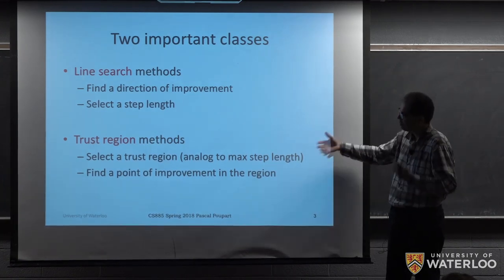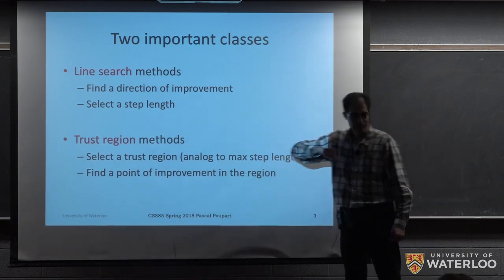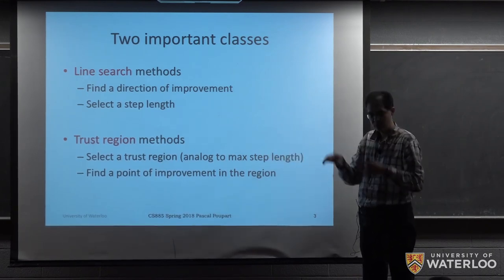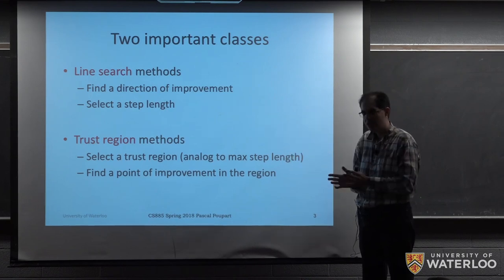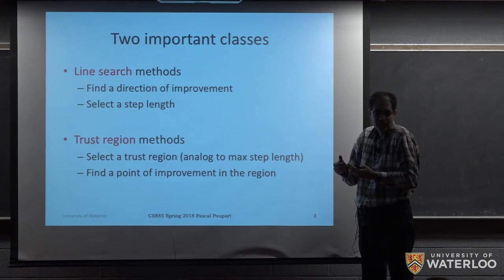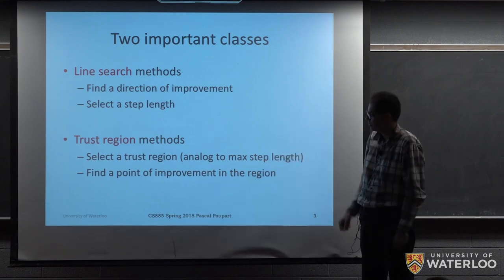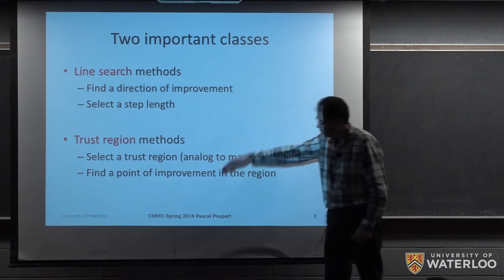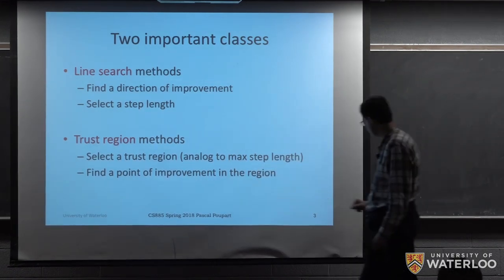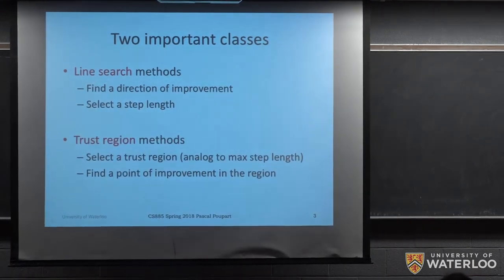So in other words, it's almost like you're starting with the step length instead of finishing with the step length. The idea is that we define some region around our current estimate, and then we search in that region. Because that region is bounded, we obviously cannot have a step length that's too large, so the step length is bounded by the size of the region. Then we do a search in that region, so we find a point that improves the objective.